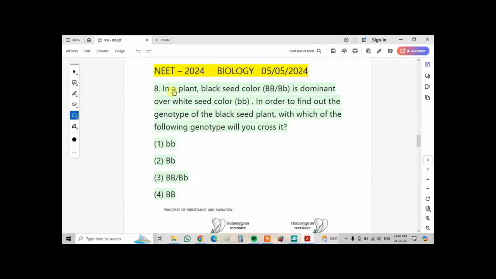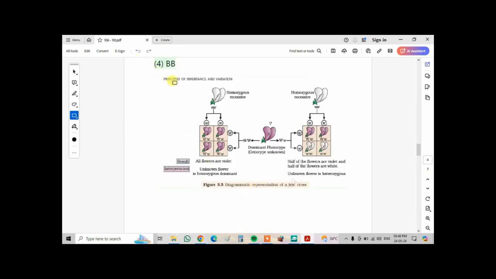Biology NEET 2024. In a plant, black seed color of homozygous dominant and heterozygous is dominant over the white seed color of homozygous recessive. In order to find out the genotype of the black seed color plant, with which of the following genotypes will you cross it? Option 1, homozygous recessive. This whole process is known as a test cross, and you can see the diagrammatic representation. To know the dominant genotype, we should cross it with a homozygous recessive one, and we will get option 1 as the answer. This is from the chapter called principles of inheritance and variation.